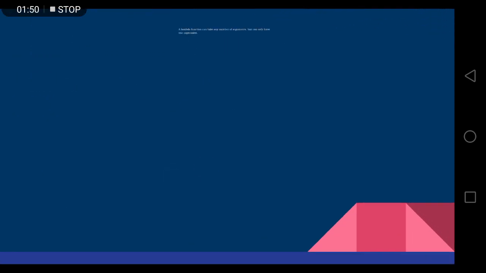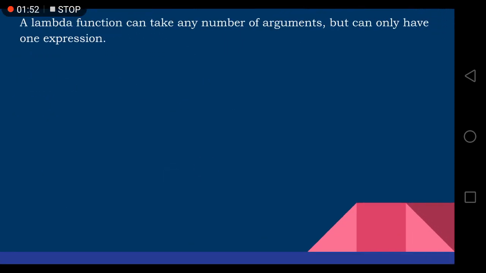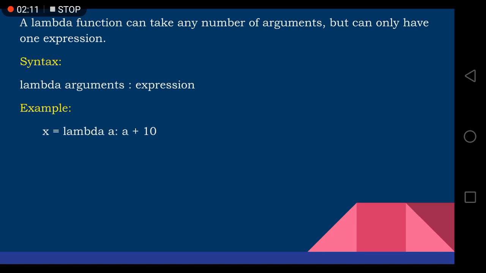Let us see the example. A lambda function can take any number of arguments but can only have one expression. So that is the syntax of the lambda function: lambda is a keyword, then lambda arguments colon expression. Okay. Let us see the example. Lambda, the keyword, is given.